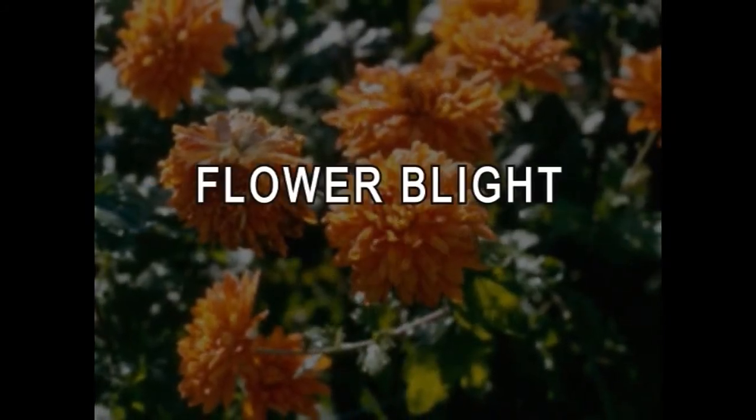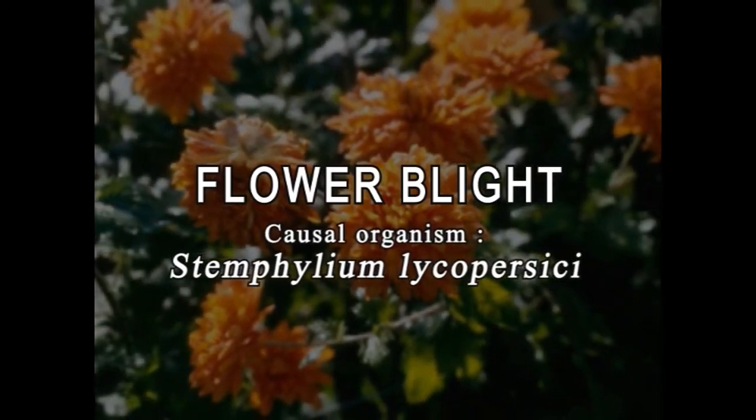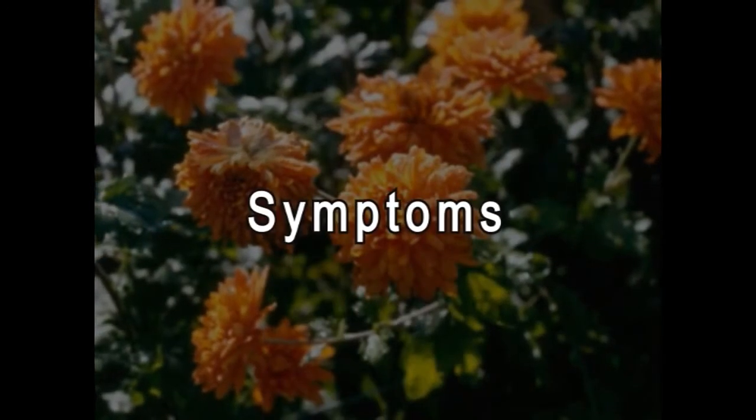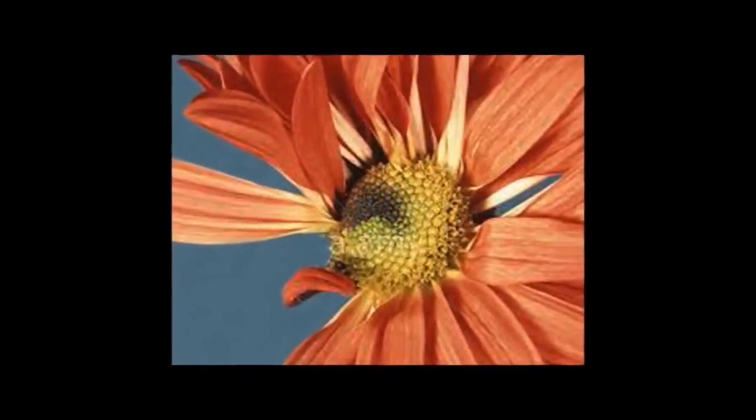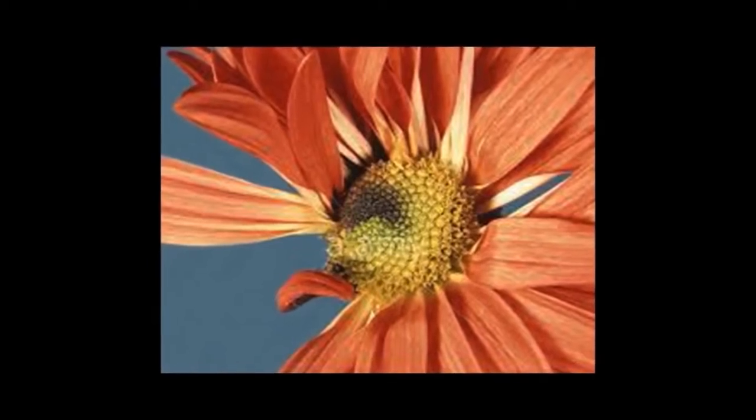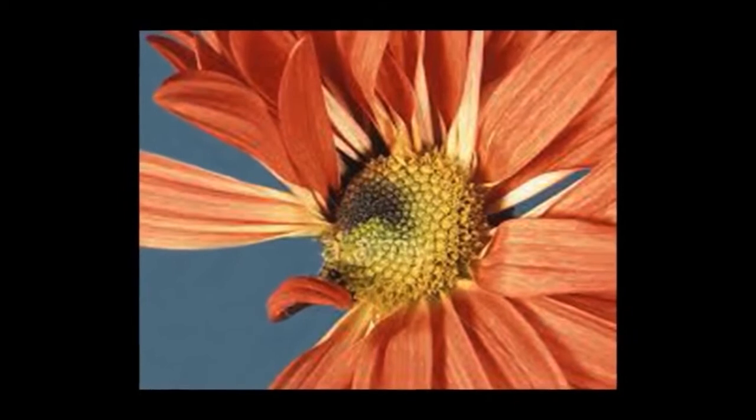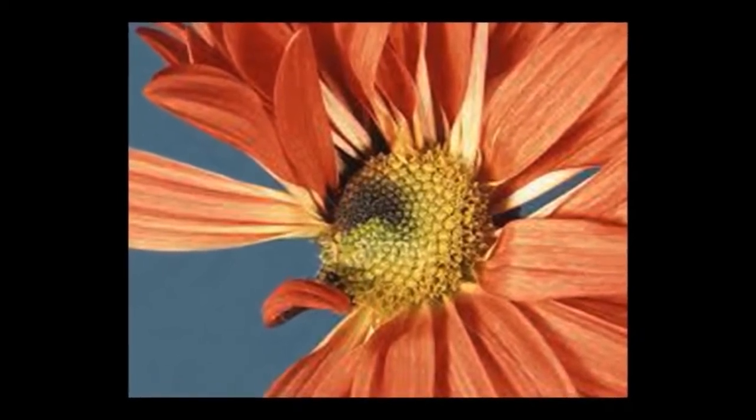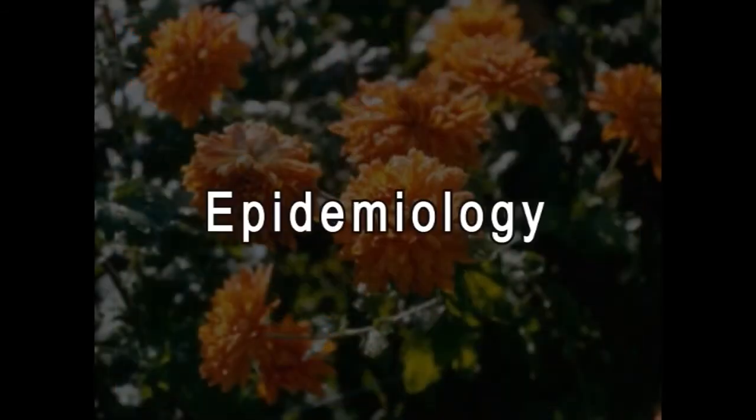Next is the flower blight. Causal organism is Stemphylium lycopersici. Now let's see the symptoms of the disease. The pathogen causes small, necrotic, light brown to dark brown lesions on calyx and petals, which may coalesce and cause blossom death.